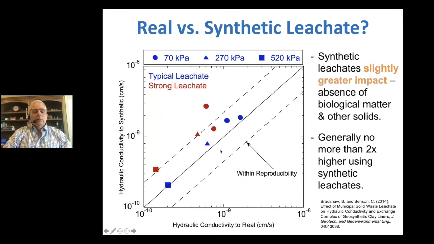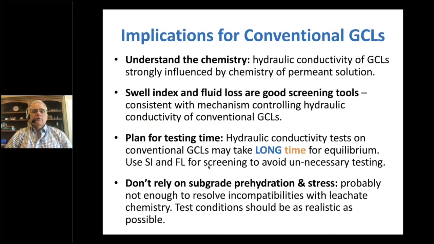A little bit lower with the real leachate, and that's largely because real leachates have other stuff in them that we don't get in our synthetics: particulate, other types of phases that we just don't represent accurately in the synthetic leachate, and they tend to plug some of the pores. But we can often use a synthetic, and I use this regularly in our lab, and have confidence that I'm getting something that's nearly the same as I would get with the actual leachate. So I can send the leachate chemistry to the testing laboratory, and they can create a leachate and you can use it with confidence. So, some implications for conventional GCLs. One, we've got to understand the chemistry.